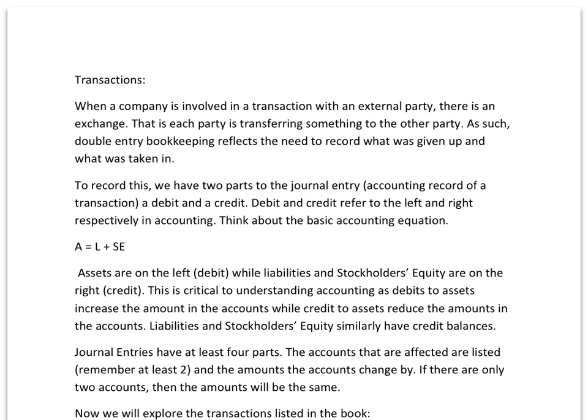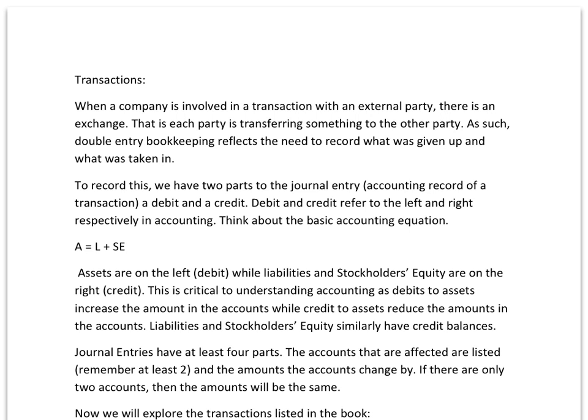I've already talked about double entry bookkeeping, but if you'll recall, in an exchange, we give something up to get something. Right? So we have to record what's going out and what's coming in. In accounting, we have, at a minimum, two lines, a debit and a credit. In accounting, debit just refers to left and credit just refers to right.